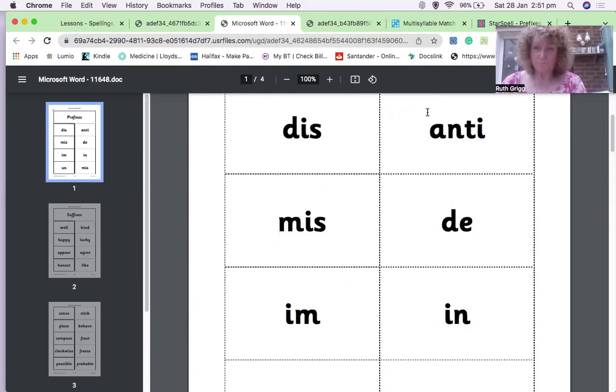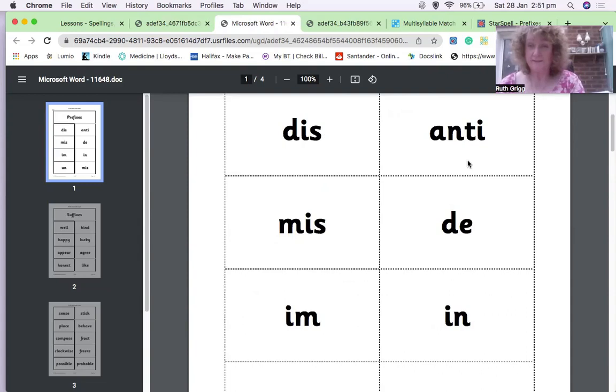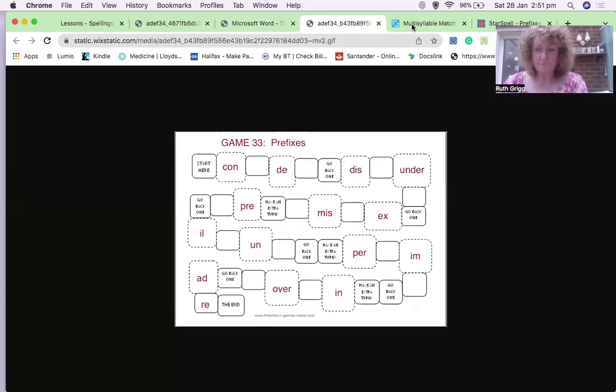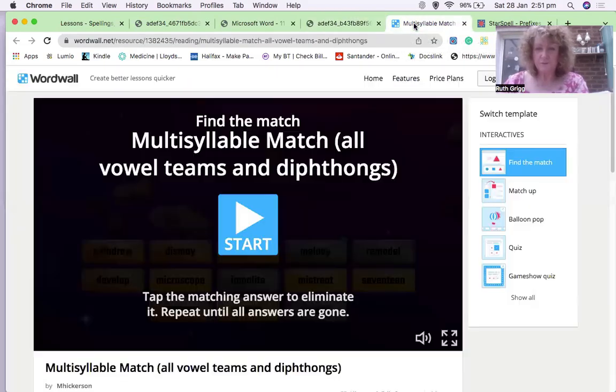Not just one. Download a couple of copies, play with a partner, and you can stretch yourself a bit and see if you can say something that goes with this word, anti what. See if you can find a word. That's stretching things a bit. I think you can do it. Okay, let's have a look at the next one. Oh, we've seen that one. So let's go to this one.